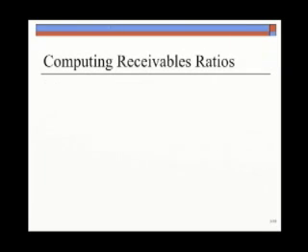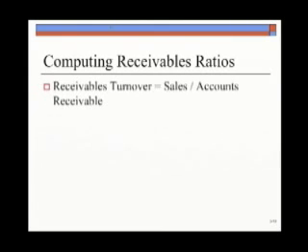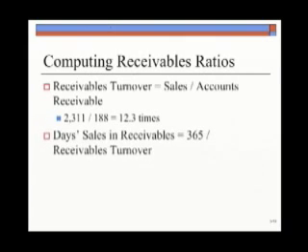Next is the receivables ratio. The first is the receivables turnover. This time we use sales, which has markups, divided by accounts receivable, which also has markups. Before, we used cost of goods sold and inventory. Now we use sales and accounts receivable. It tells us basically how many times our receivables turn over during the year, and if we divide that into 365, we see how many days of receivables we have outstanding. Days receivables outstanding, or days sales in receivables.